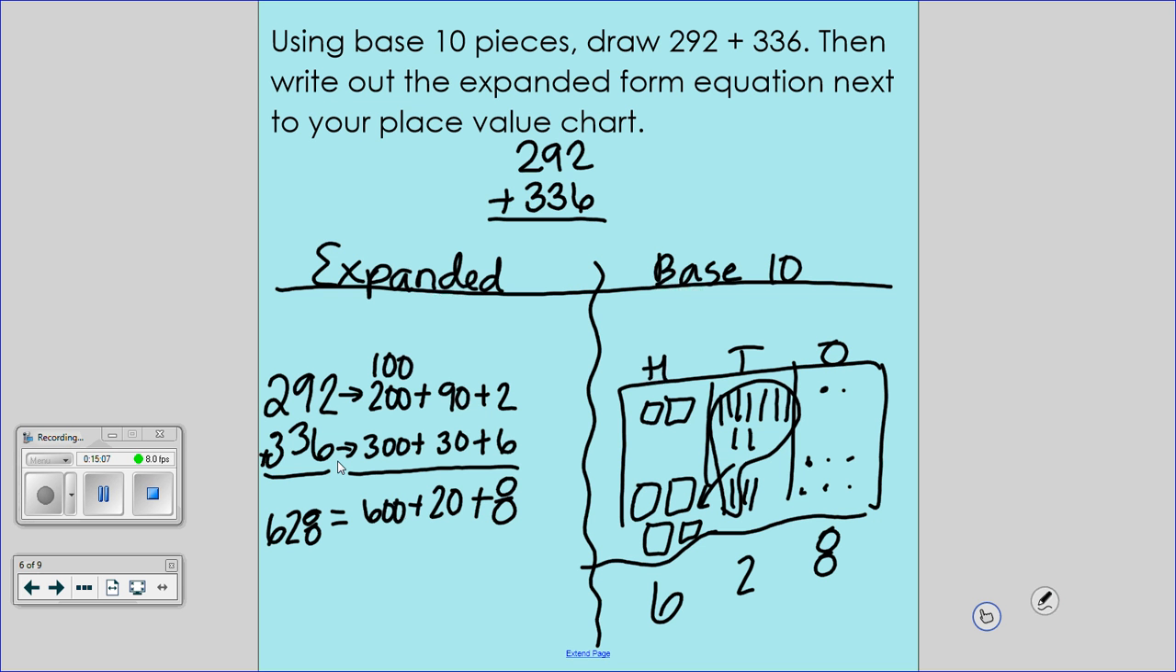Love it. Do you see how similar these strategies are? Yeah. The pictures are doing the exact same thing as my expanded form, but the expanded form is way faster.